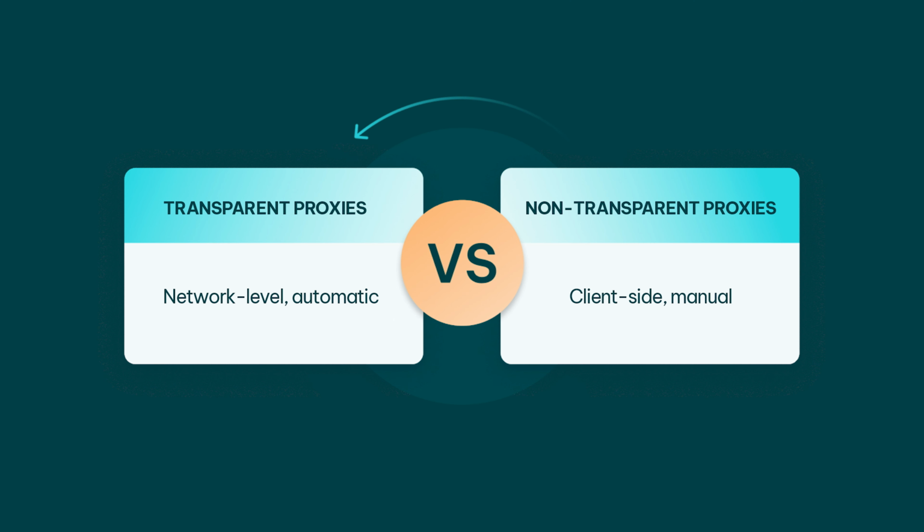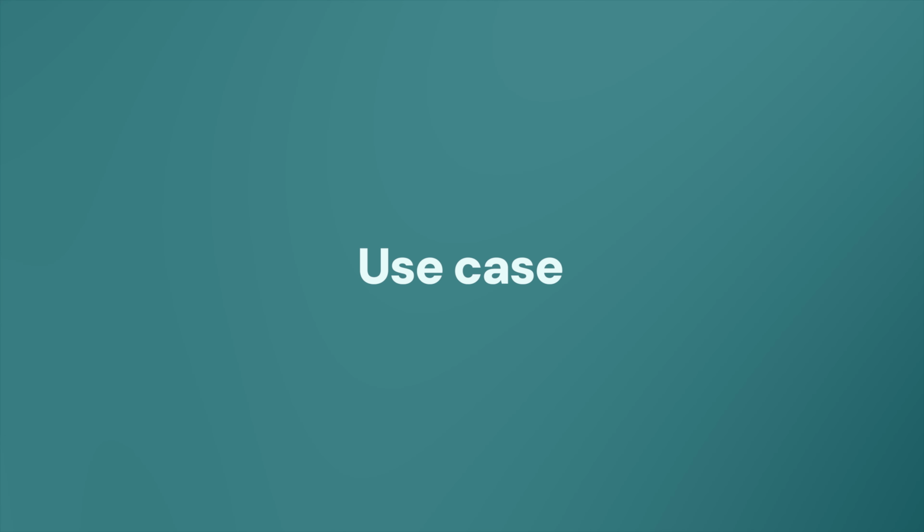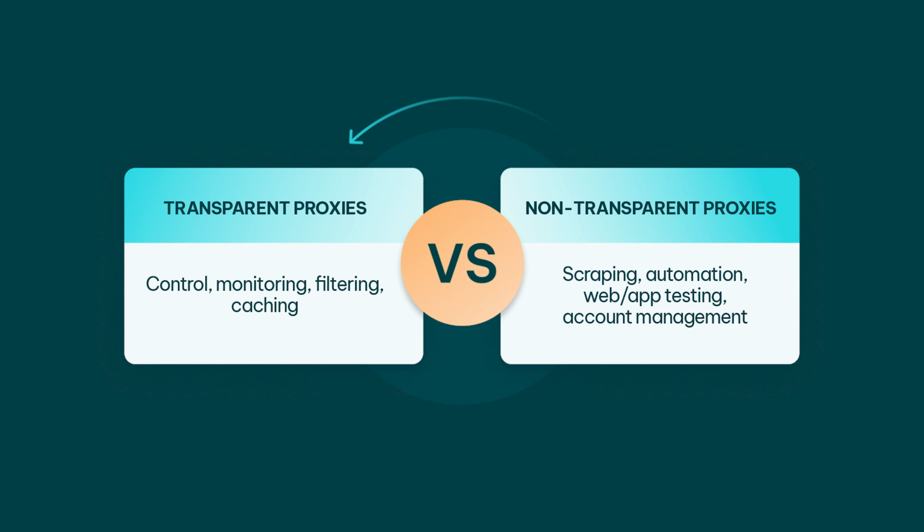Configuration. Transparent proxies are deployed at the network level, so users don't need to configure anything individually. Non-transparent proxies require setup inside your browser, scraper, or application, giving you more flexibility and control. Use case. Transparent proxies are built for internal control, monitoring traffic, enforcing policies, or caching content. Non-transparent proxies are used for privacy-sensitive operations like web scraping, automation, geotesting, and account management.